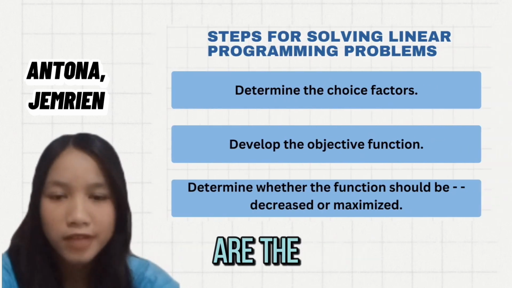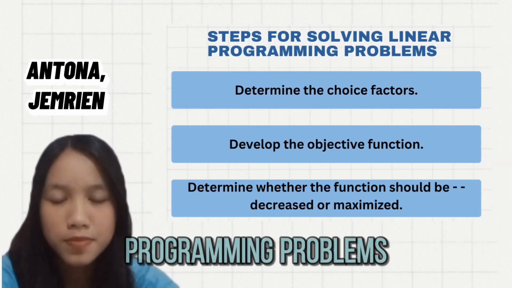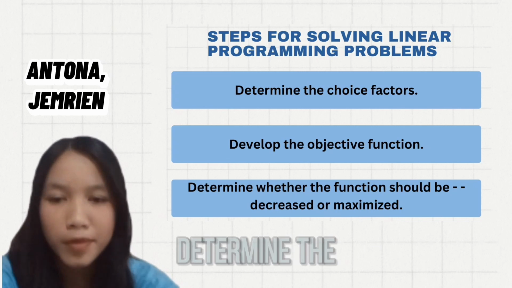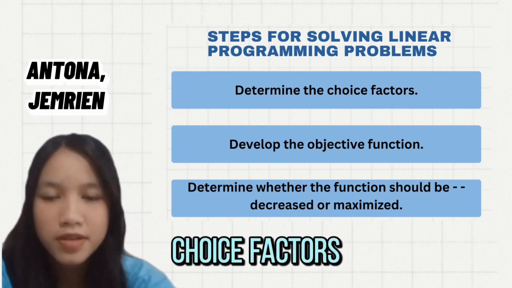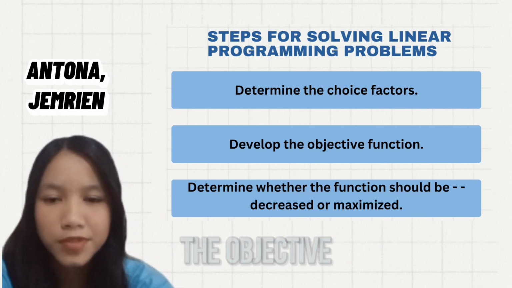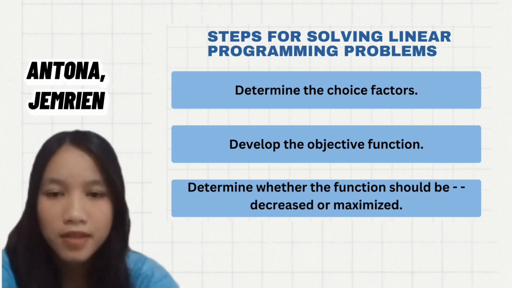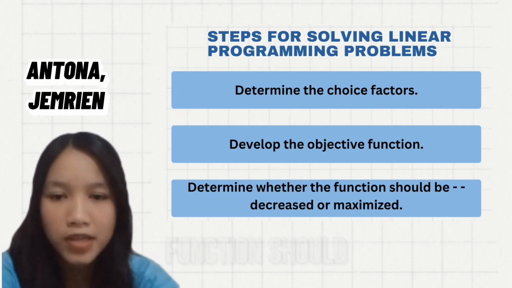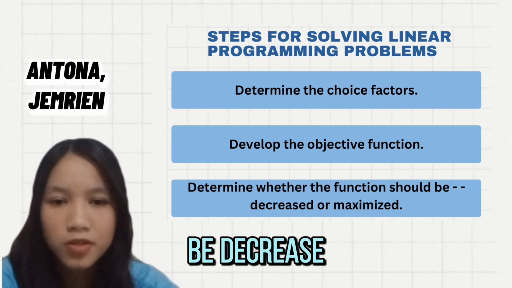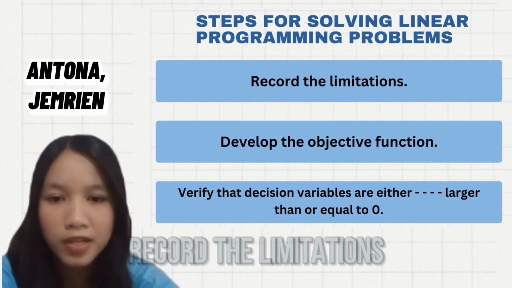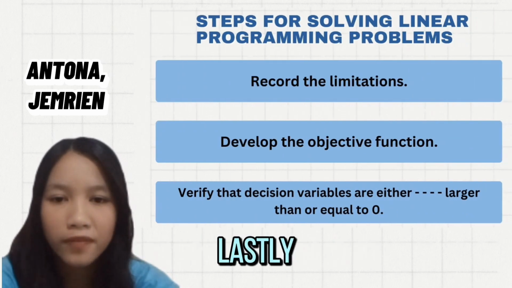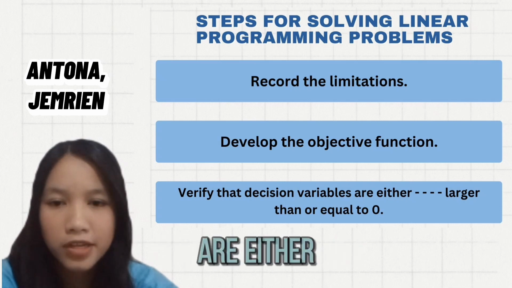Solution techniques. The following are the steps for solving linear programming problems. First is determine the choice factors. Second is develop the objective function. Next is determine whether the function should be minimized or maximized. Next is record the limitations. Lastly, verify the decision variables are either larger than or equal to 0.